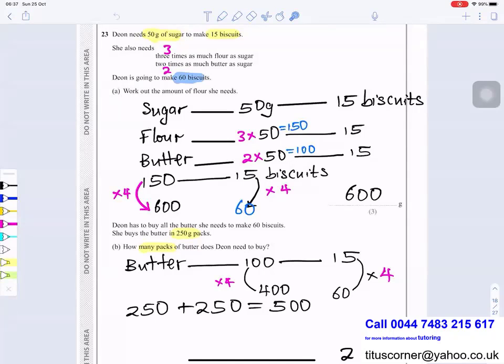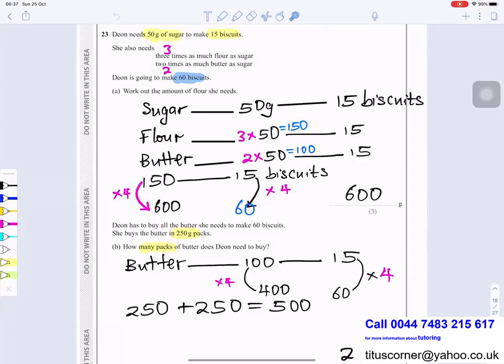Question 23. Dion needs 50 grams of sugar to make 15 biscuits. She also needs 3 times as much flour as sugar, 2 times as much butter as sugar. Dion is going to make 60 biscuits. Work out the amount of flour she needs. So let's start with the sugar. She's got 50 grams of sugar, and 50 grams will make 15 biscuits.